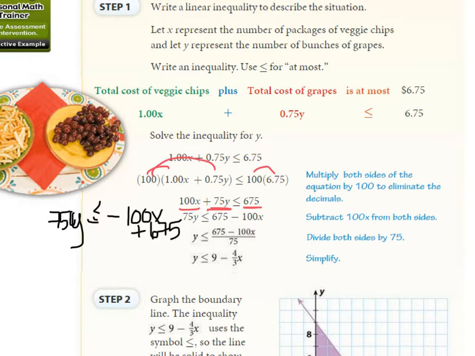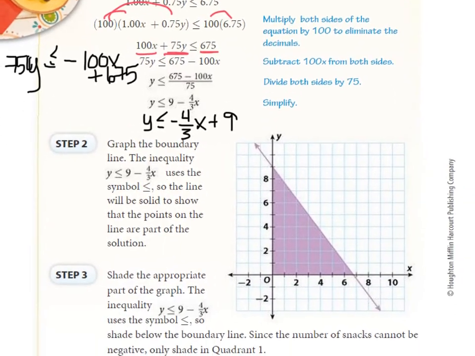And then they divided both sides by 75, which means you have to divide both the 675 and the 100. 100 over 75, they simplified it as a fraction, dividing them both by 25 to get 4 over 3. Again, the better way to write this would be y is less than or equal to negative 4/3 x plus 9. Put your slope first. Step 2, they graphed it.